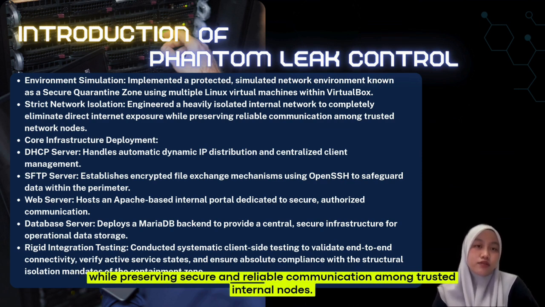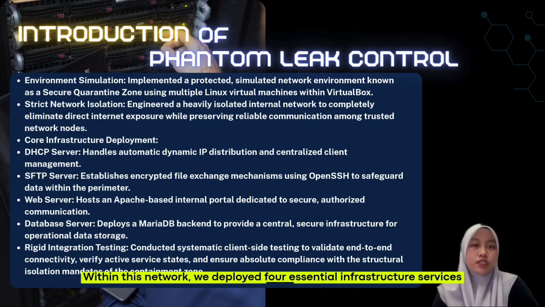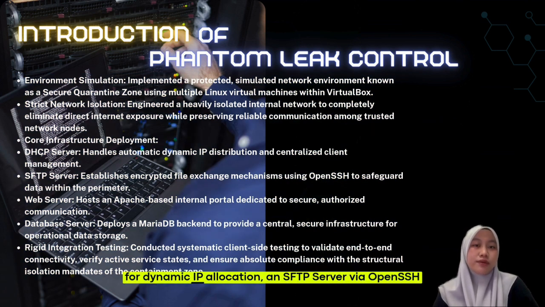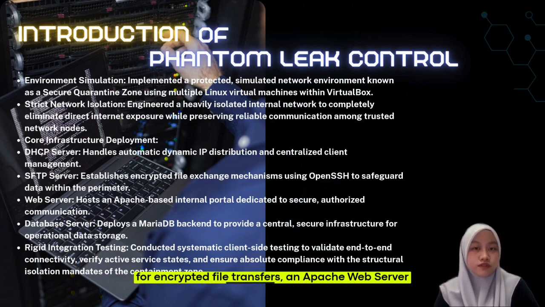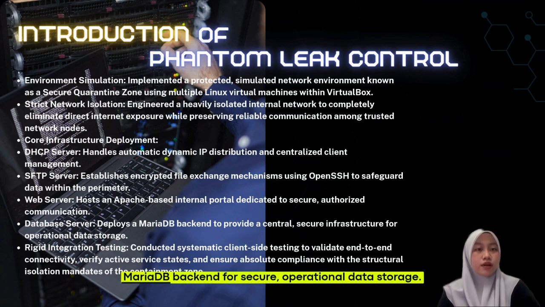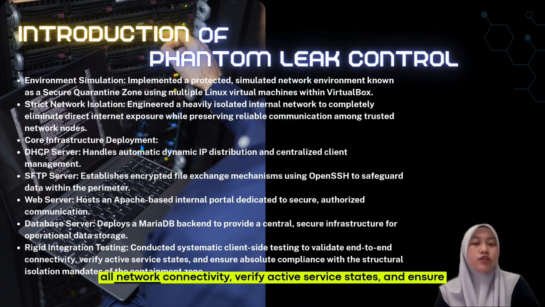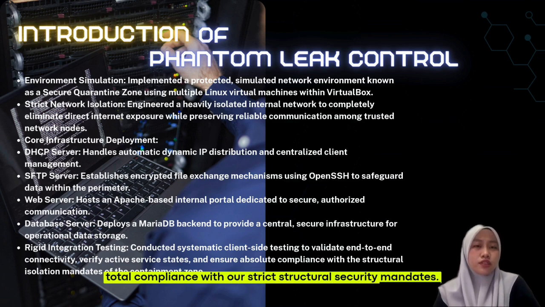While preserving secure and reliable communication among trusted internal nodes, within this network, we deployed four essential infrastructure services on our server: a DHCP server for dynamic IP allocation, an SFTP server via OpenSSH for encrypted file transfers, an Apache web server to host our internal portal, and a MariaDB backend for secure operational data storage. Lastly, we conducted systematic client-side testing to validate all network connectivity, verify active service states, and ensure total compliance with our strict structural security mandates.